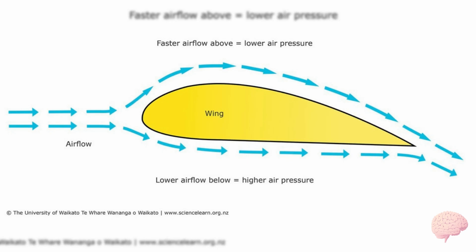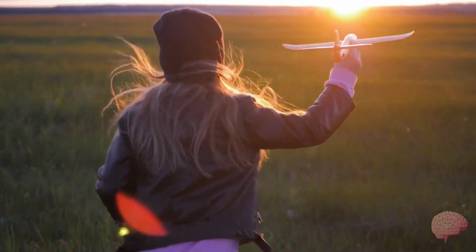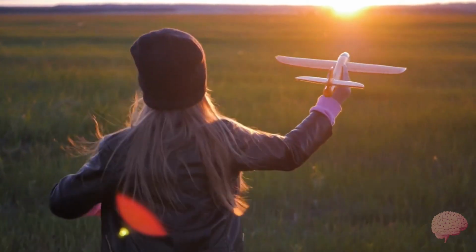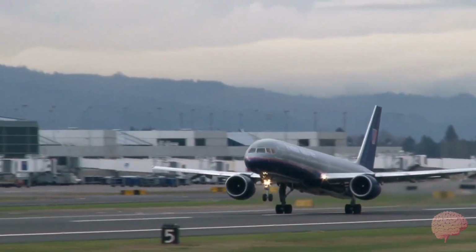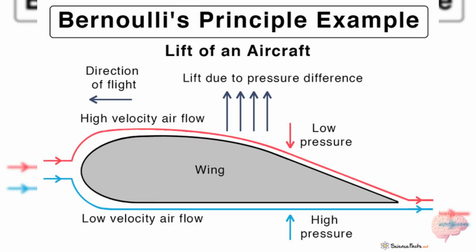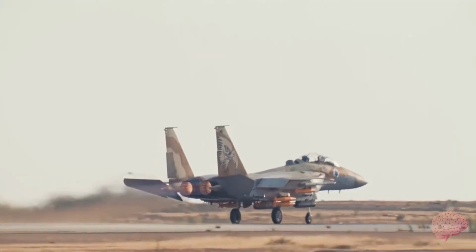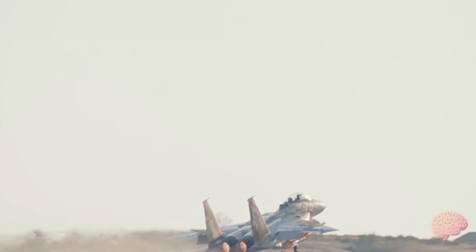As we explained earlier, the air molecules moving over the wing are moving faster than the air molecules moving underneath it. This creates a lower pressure area above the wing and a higher pressure area below it, which creates the upward force of lift. This phenomenon can be explained by Bernoulli's principle, which states that as the speed of a fluid such as air increases, its pressure decreases. This is why the air moving over the wing moves faster than the air underneath it, creating the difference in pressure and lift.